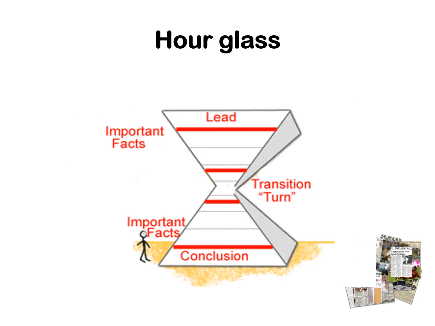So here is a diagrammatic presentation of the hourglass pattern. You can see that it has three parts. At the top, you can see the lead, and the middle is what we call the transition or turn, and the bottom part is for narrative. So it's a combination of both the inverted pyramid and narrative structure.